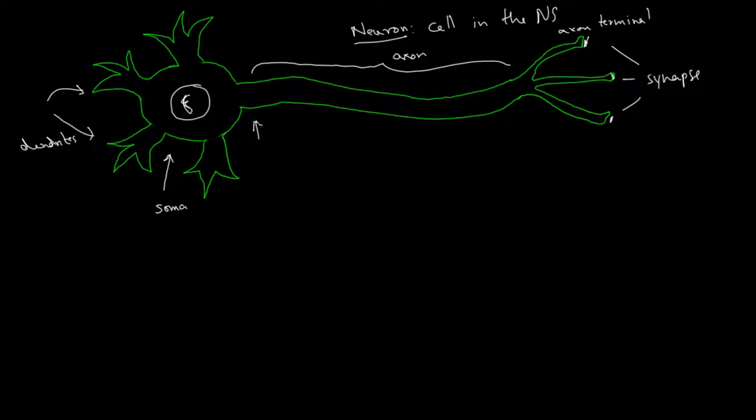Now, this area right here, the beginning part of the axon, is called the axon hillock. And it's a very important portion because that's where the action potential originates, and it propagates starting from this point going down. Now, a part of the neuron that we can't neglect is something called myelin, and I'll explain that in just a second.